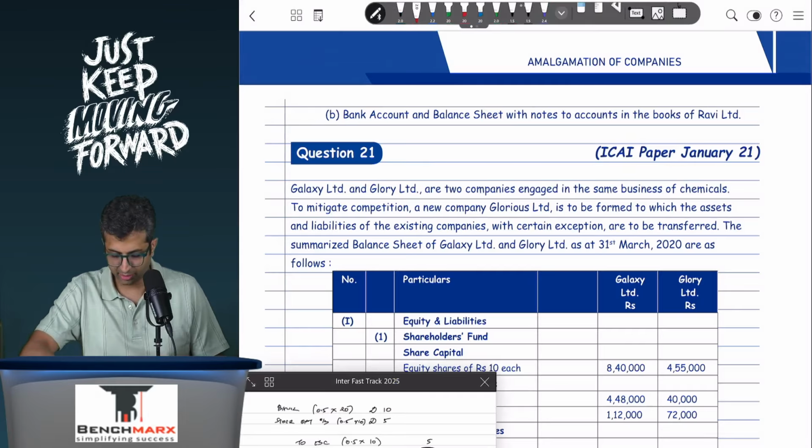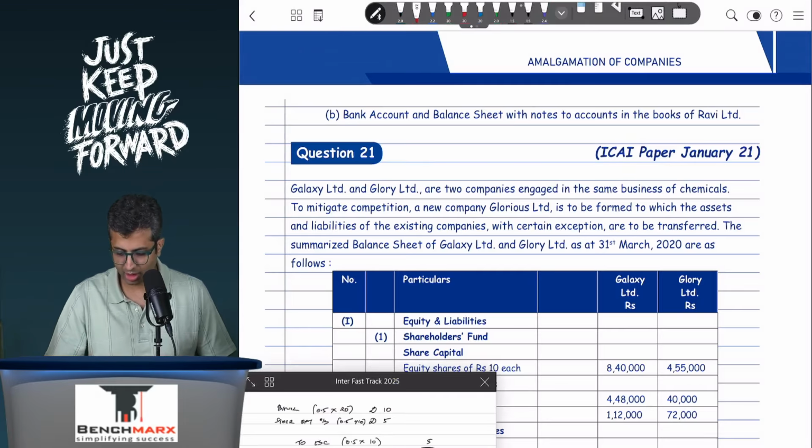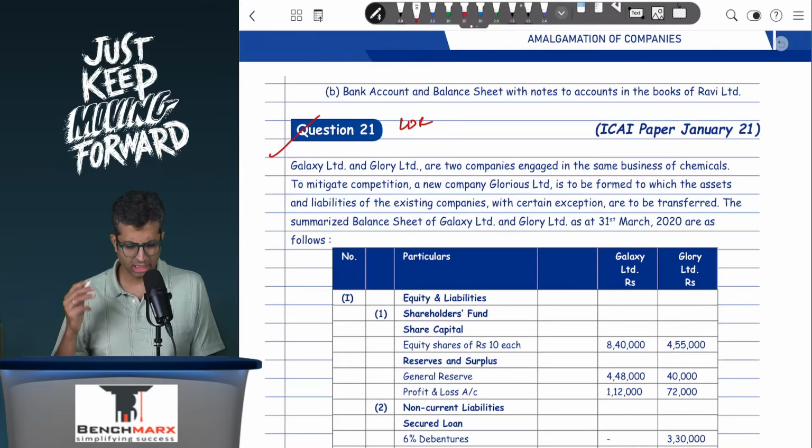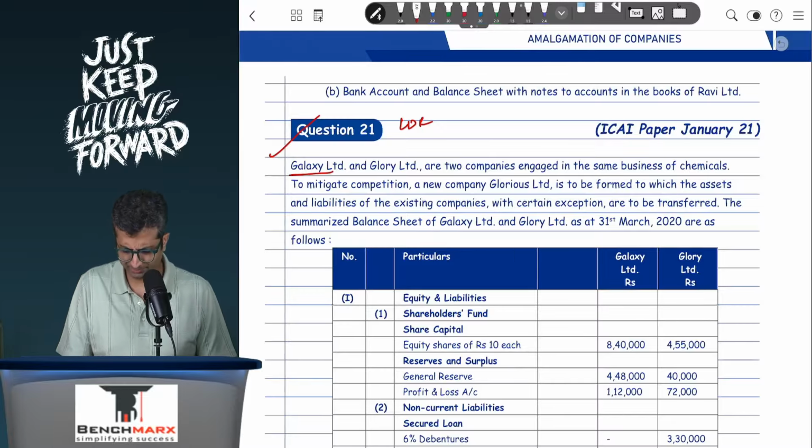So just a second, we'll go to question number 21. These are all last day revision questions. I had to change my iPad. Just a second. So these are all LDR questions as we have discussed. This is LDR, LDR and LDR. Let's go to question number 21.